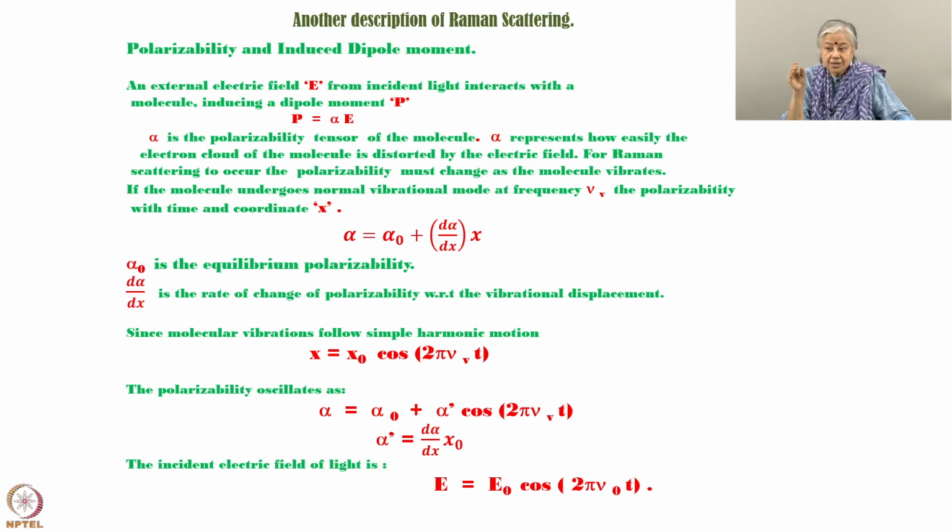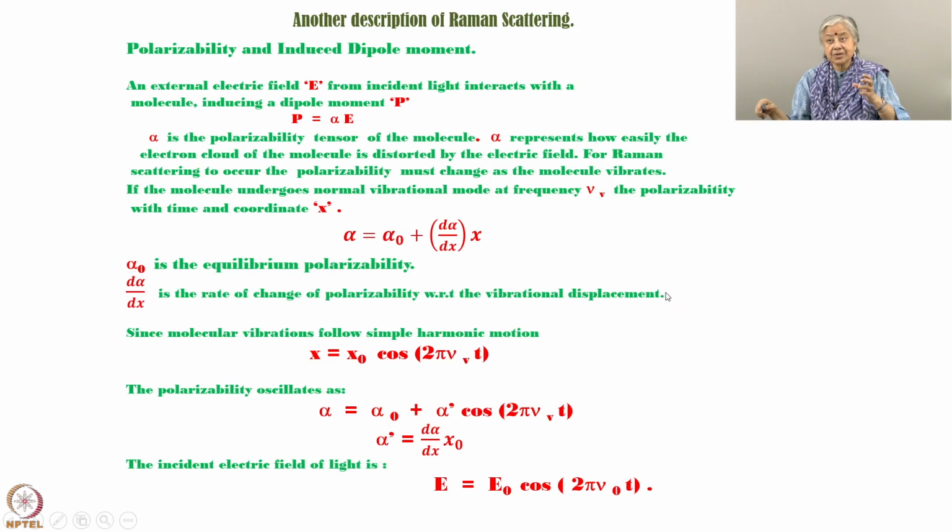If it is vibrating, then obviously the coordinates of those electrons are changing, and over time also it is changing. It is changing in time and in coordinate because of the vibration. So, alpha can be given as alpha 0 plus d alpha by dx times x. Alpha 0 is the equilibrium polarizability. It is the equilibrium part, there is no vibration till then, and d alpha by dx is the rate of change of polarizability with the vibrational displacement.